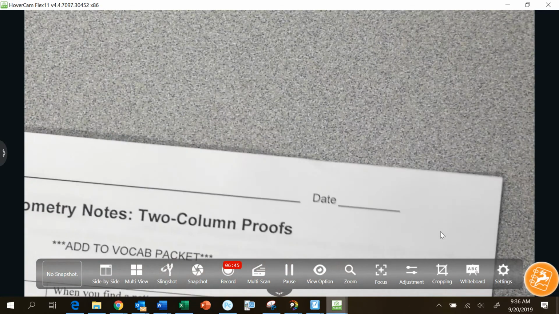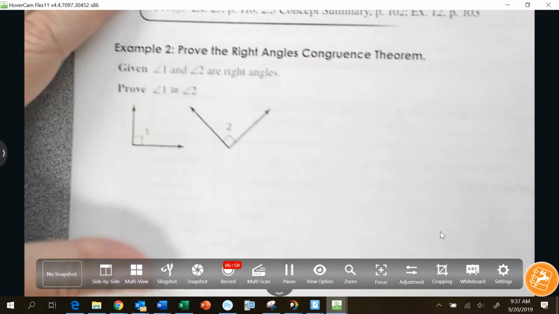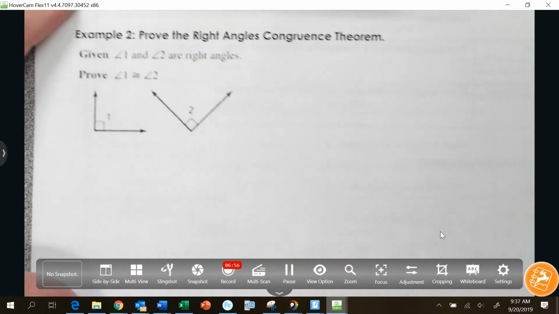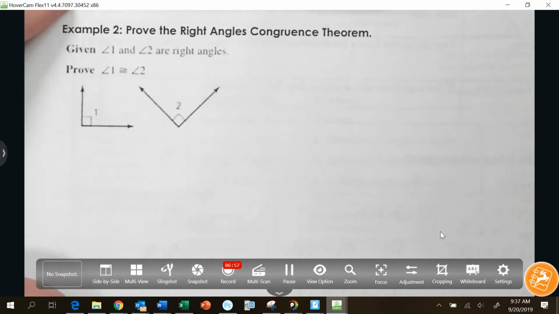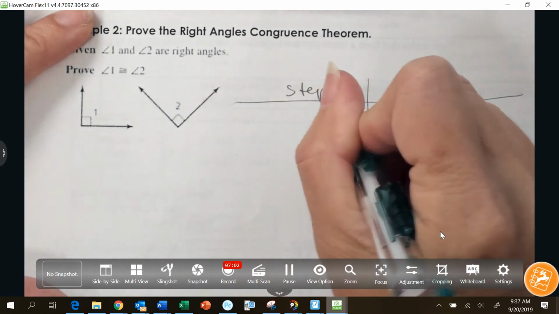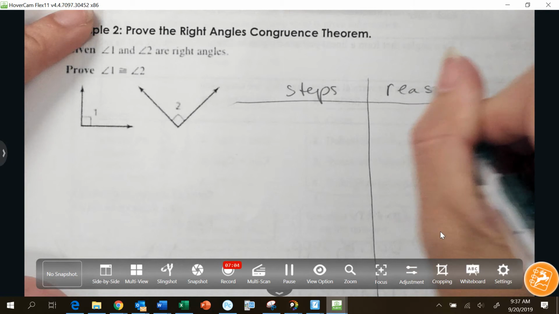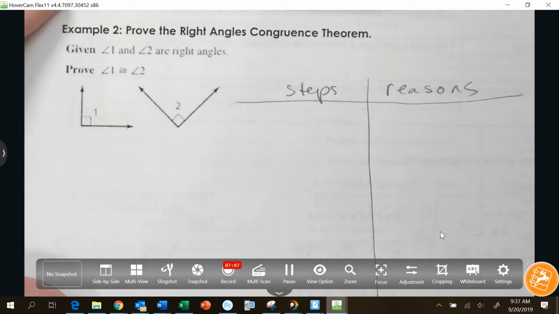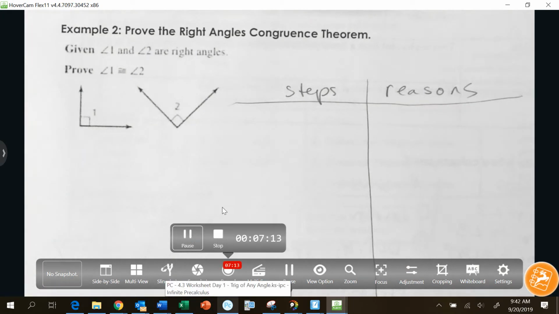Okay? Now let's look at proving the right angle congruence theorem. So there's another one where I'm going to ask you guys to work as a team and see how far you can get. Okay.